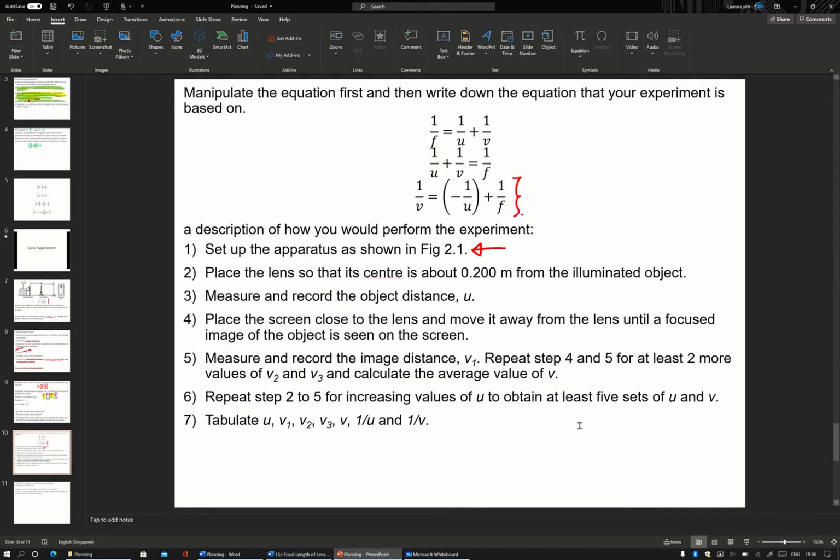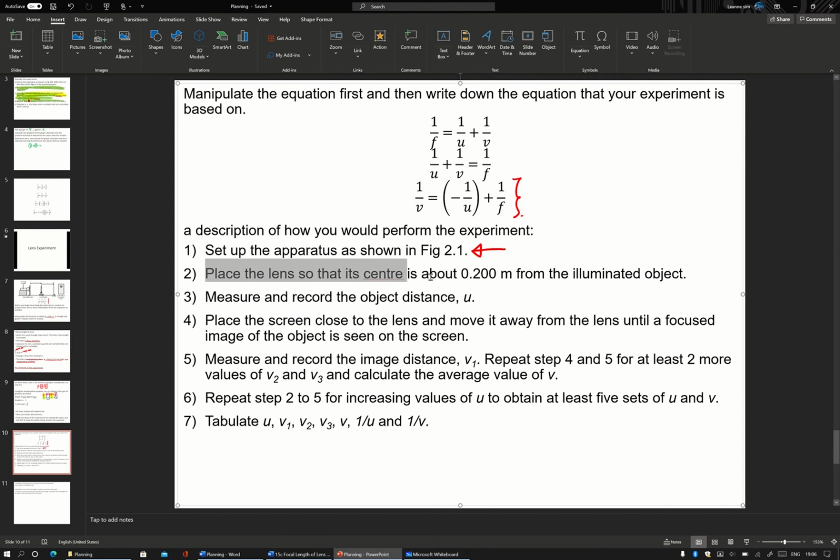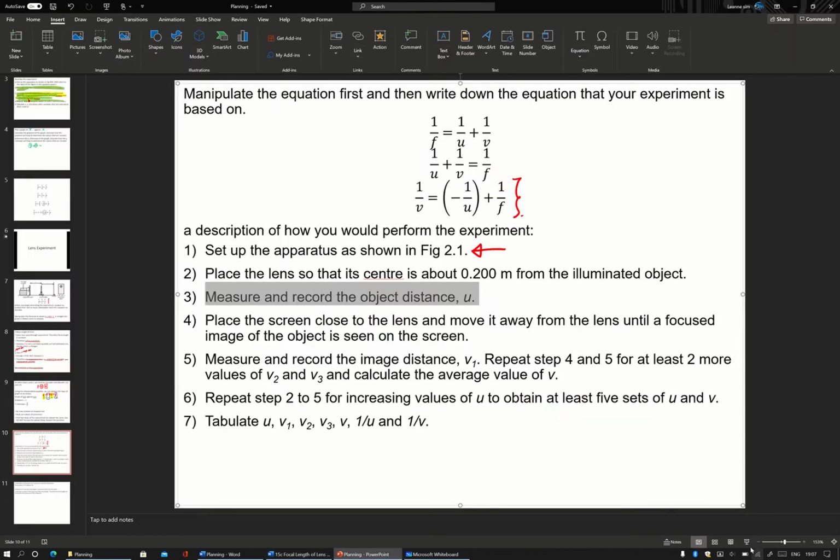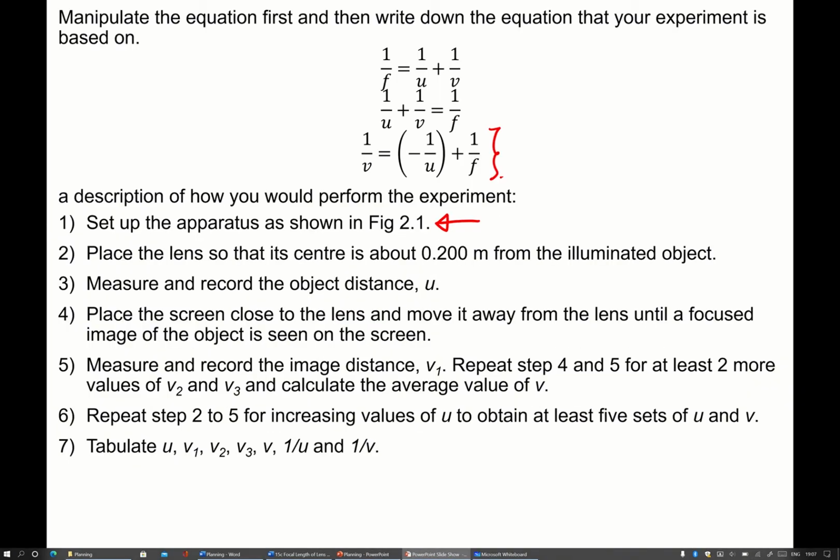And then the next few steps: place the lens so that its center is about 0.200 meters from the illuminated object. Measure and record the object distance u. I'll go back. Place the lens so that its center is about 0.2 meters from the illuminated object. Measure and record the object distance u. So this is not a case of I see it, I copy it, okay? No.